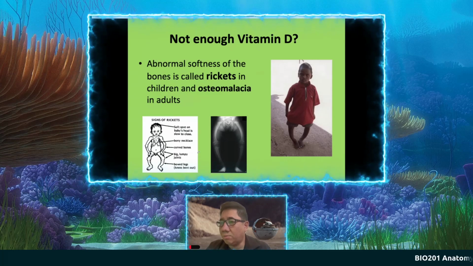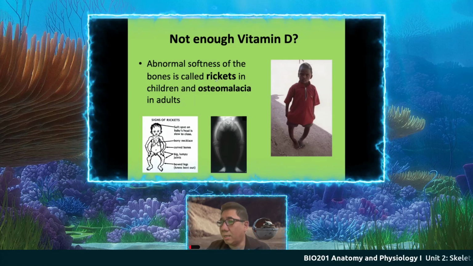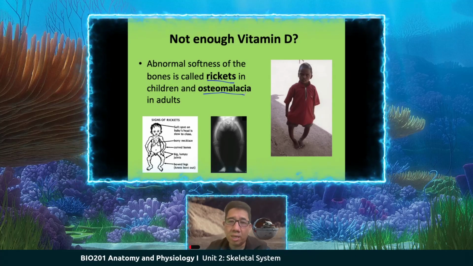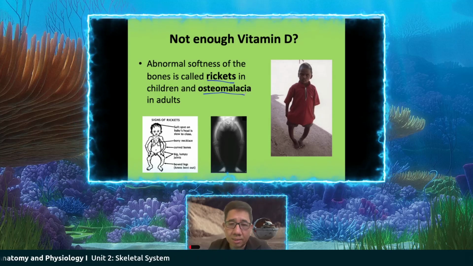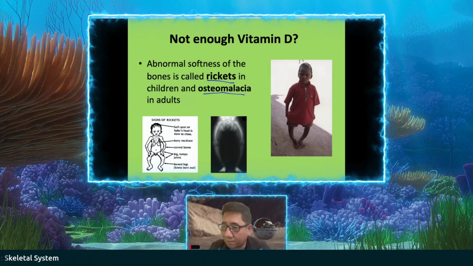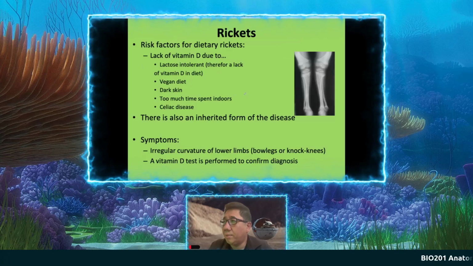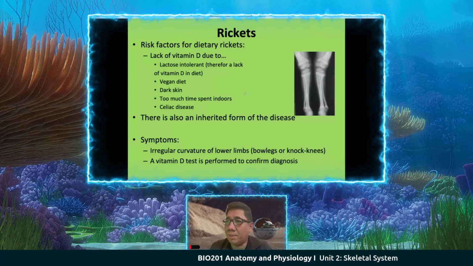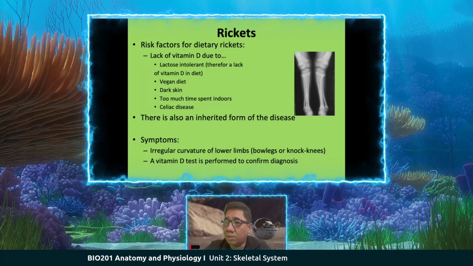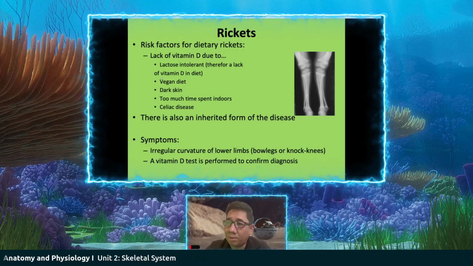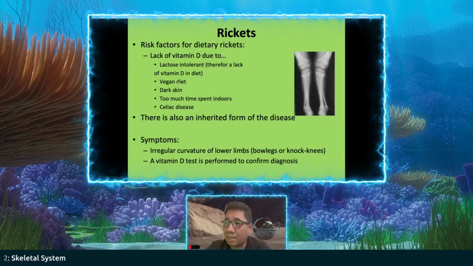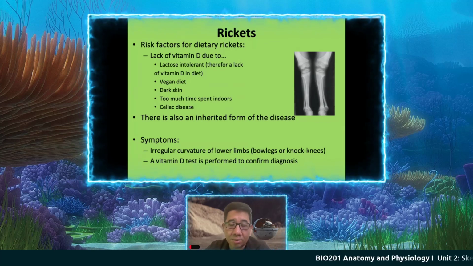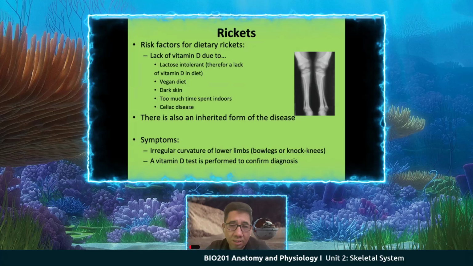Another big, huge disease to remember is called rickets or osteomalacia. Rickets is in the kids, and osteomalacia is in the adult. We don't see that here in this country because we have sufficient vitamin D. But with rickets, basically, you don't have enough vitamin D, so you need to actually get vitamin D somehow. You're not getting it in your diet. Some people spend too much time indoors. Some people have celiac disease, so they have a problem absorbing certain nutrients into the body.